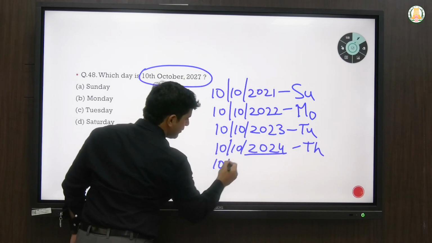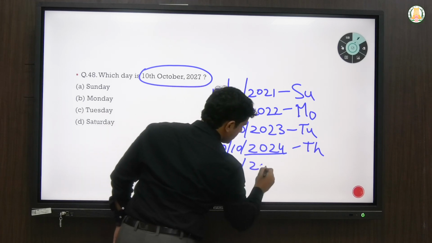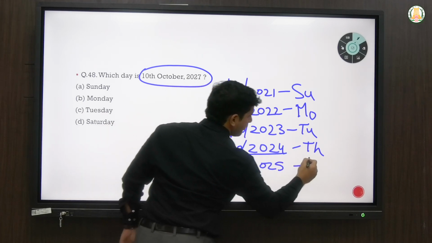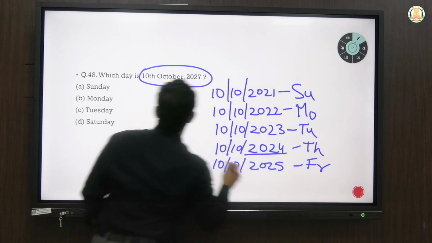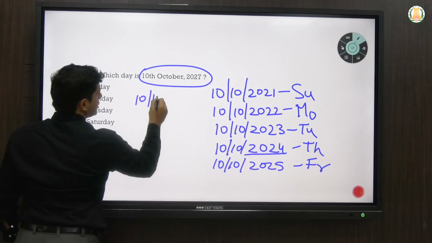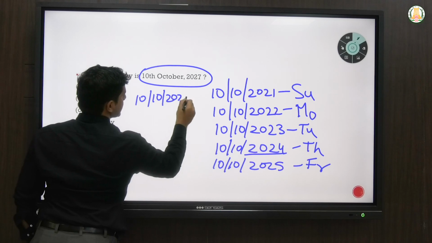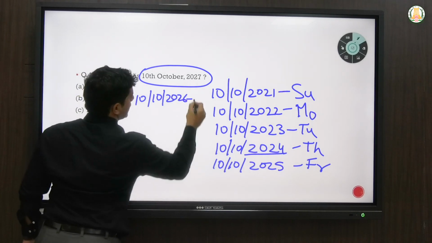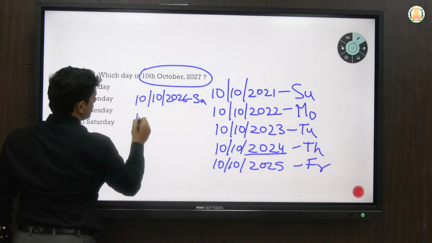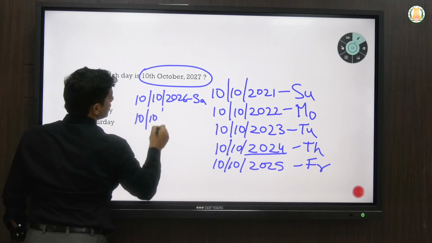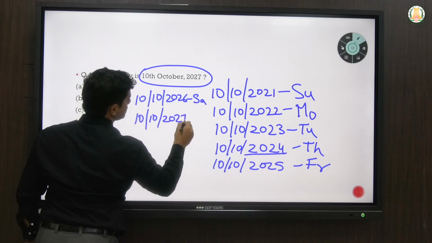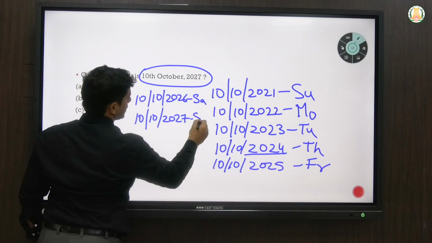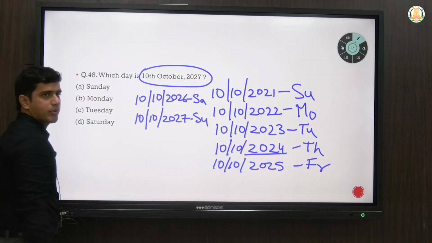Then 10/10/25 will be Friday. 10/10/2026 is again what day? Saturday. So 10/10/2027 will be Sunday, because there is no other leap year in the process.